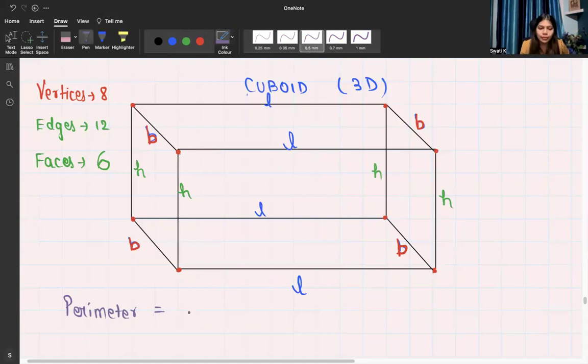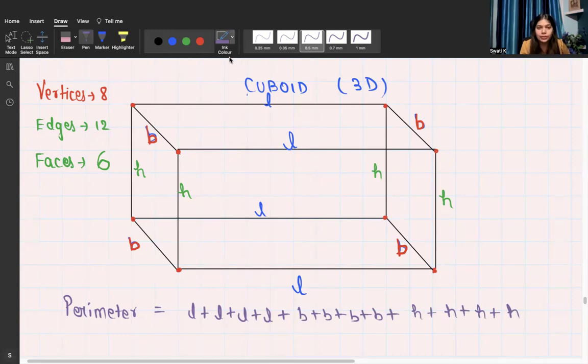How many lengths do we have? 4L, L plus L plus L plus L. How many breadths do we have? 4 breadths. B plus B plus B plus B. How many heights do we have? 4 heights. H plus H plus H plus H, right? So if you just add all of them, L plus L plus L plus L is 4 into L, so I can also write it as 4L because there is a hidden multiplication sign, as you know. B plus B plus B plus B is 4B, and H plus H plus H plus H is 4H, right?